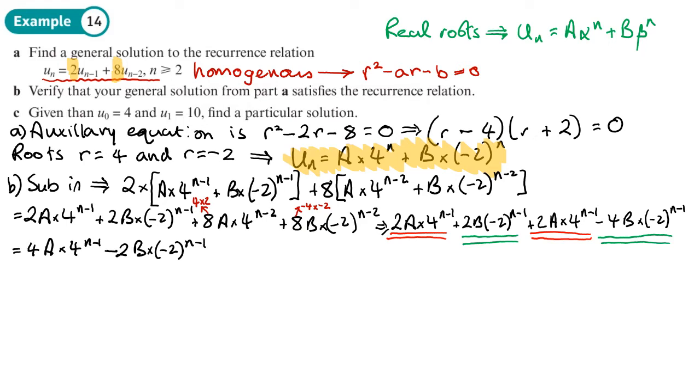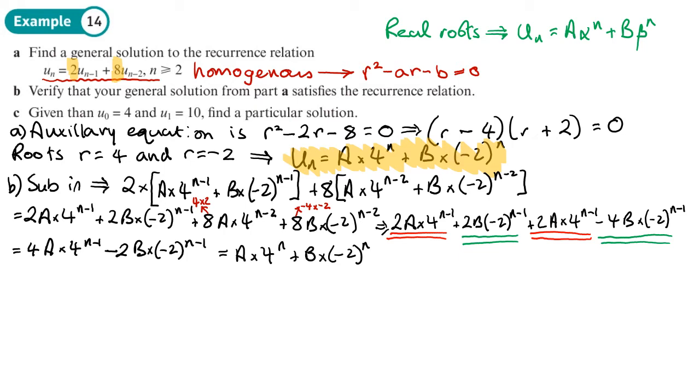Now this is actually the same as, we've got a 4 here, so we can increase that power by 1. So that's the same as a times 4 to the power n. And then this minus 2, we can times it by that minus 2. So plus b times negative 2 to the power n. Now compare that to what we said was the general solution: a times 4 to the power n plus b times negative 2 to the power n.